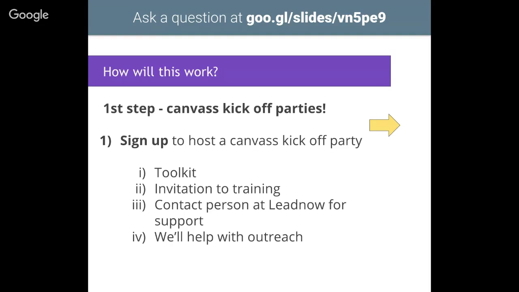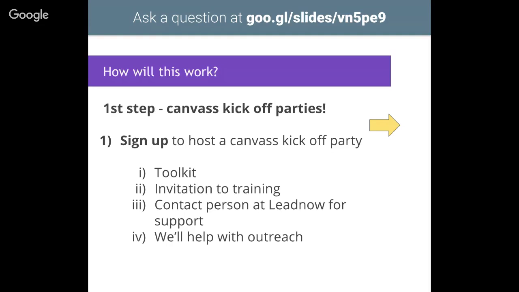Once you fill in that information as well, we'll be sending you a toolkit. So it's a toolkit that walks you through everything you need to know to host a Canvas, including materials, tips, guides, frequently asked questions, everything we could think of that you might need to know.